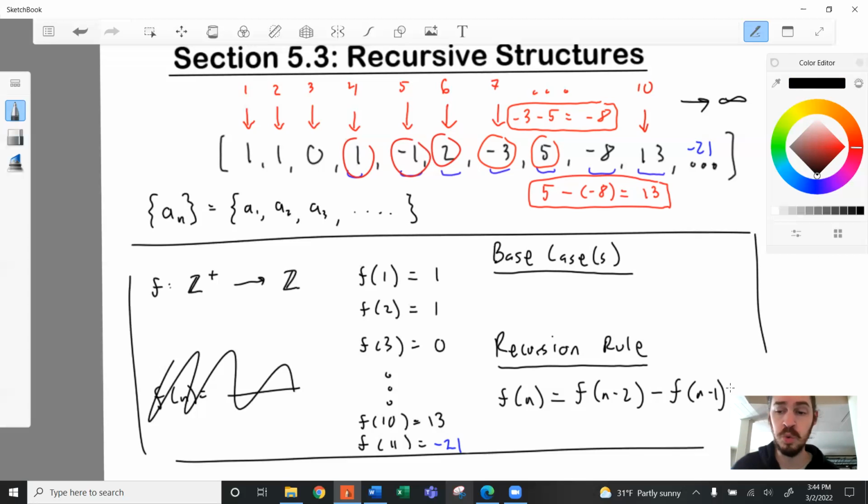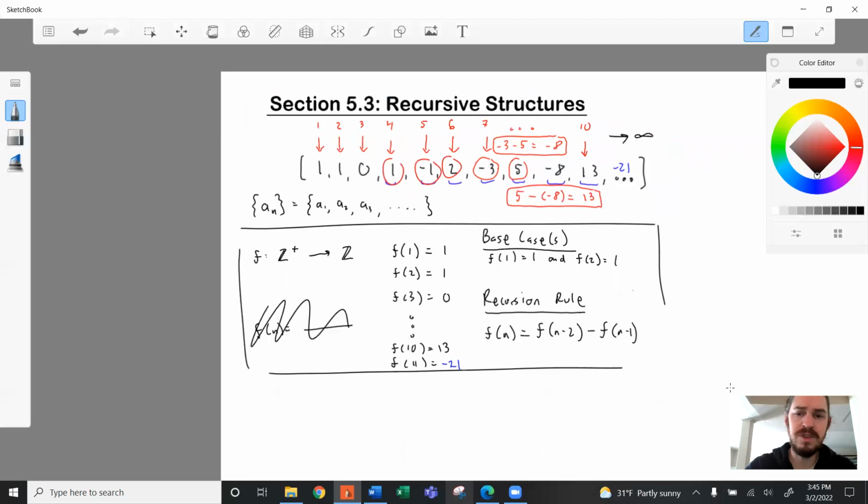Now, because our recursion rule relies on two previous terms, in order to get started, we have to give the function two terms to work with. So in this case, for our base case, we actually need to state f of 1 equals 1, and we need to state f of 2 equals 1. Once you have two terms in a row, then you can apply the recursion rule. With only one of those terms, there's just not enough information to apply the recursion rule. It relies on two. So there we go. So that is an example of a recursive definition. Both of these parts together form the recursive definition of that sequence.